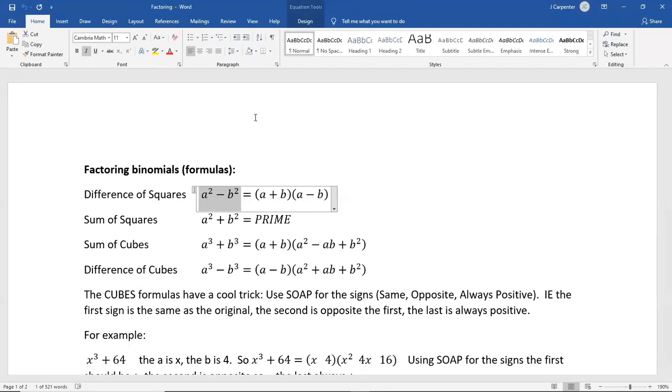You can have variables and numbers in both terms. Whenever you think you've got that kind of setup, you have to factor this as a plus b times a minus b, where a and b are the square roots of the original terms, if you want to be technical. But what most people just say is they're trying to come up with something that when you square it, you get the original terms. So for instance, x squared minus 9 would factor to be x plus 3 times x minus 3.